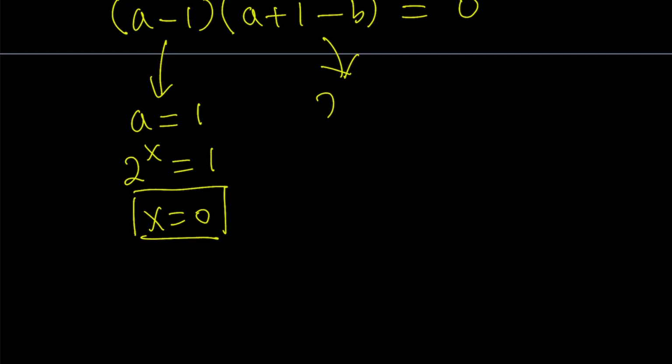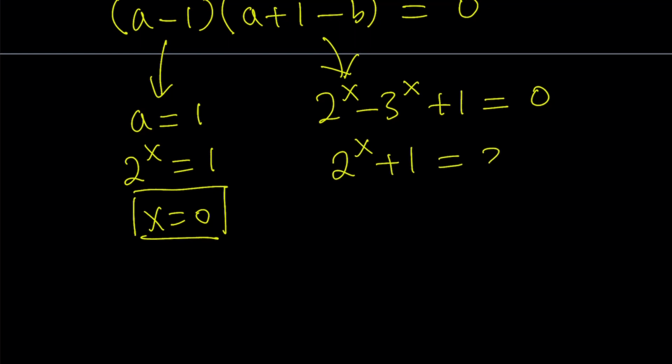a is 2 to the power x. I'm going to bring the 3 to the power x over here, and then plus 1 is equal to 0. Now at this point, here's what we're going to do. We're going to add 3 to the power x to both sides and write it as 2 to the power x plus 1 is equal to 3 to the power x.